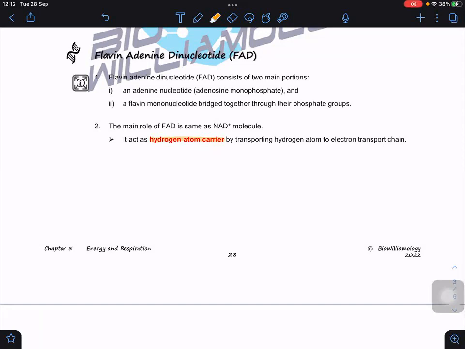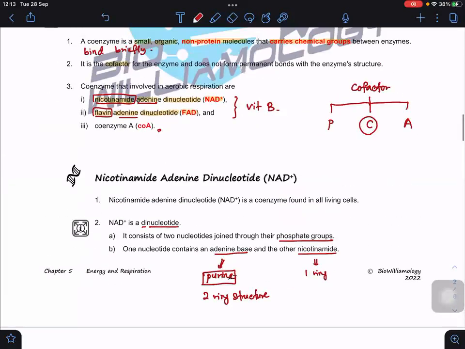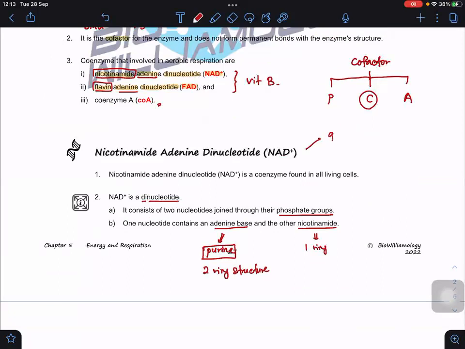A slight difference if you write more about FAD. Okay, remember FAD functions only in the Krebs cycle for aerobic respiration, but NAD functions in both: in glycolysis, in the link reaction, and also in the Krebs cycle.